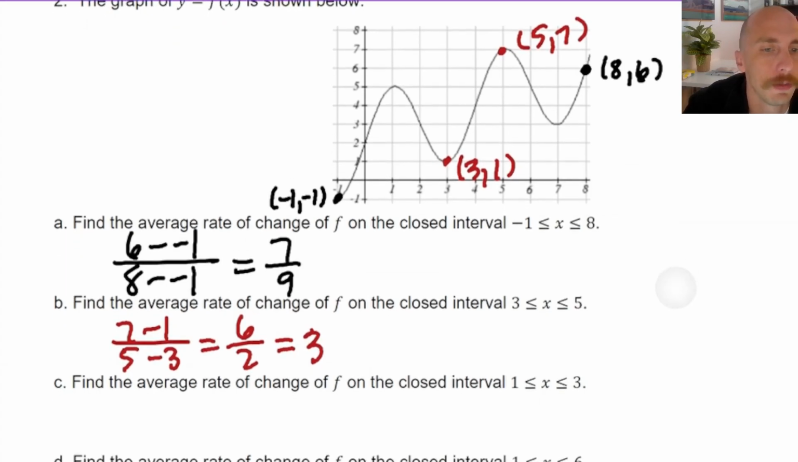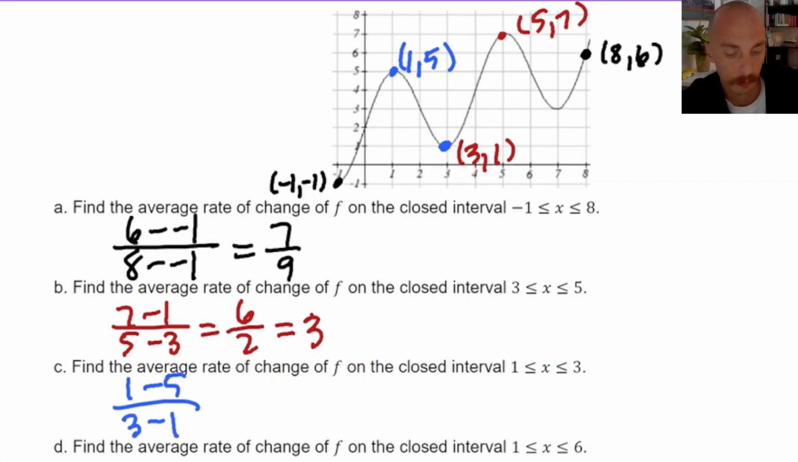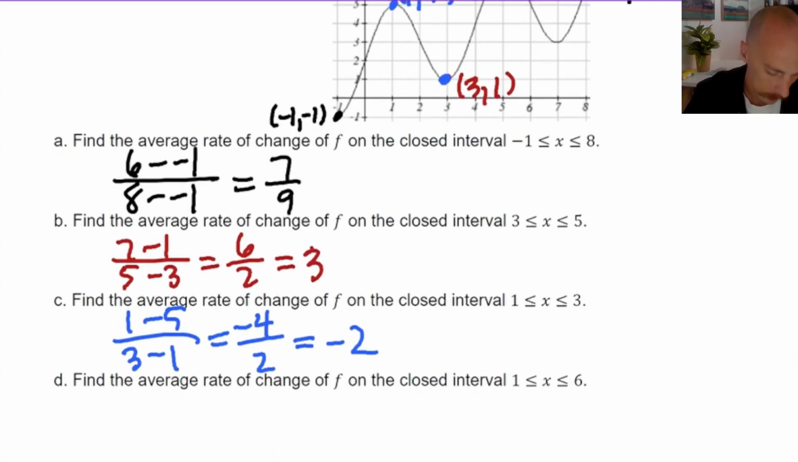Average rate of change of f over the closed interval 1 to 3. Okay, that'll be negative, because we are decreasing here. Alright, so the point is 1 and 5, so I'm going from the point 1, 5 to 3, 1. So 1 minus 5 divided by 3 minus 1. Yeah, of course you can do 5 minus 1 over 1 minus 3, and it's going to give you the same thing. It really doesn't matter. So 1 minus 5 is negative 4, 3 minus 1 is 2, slope negative 2. You already knew that from a long time ago.